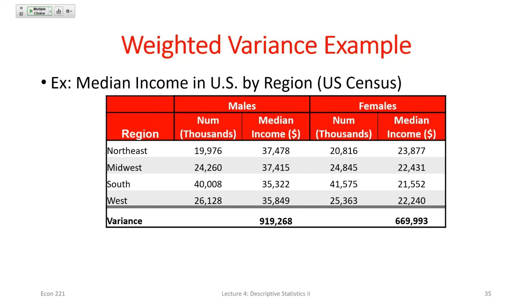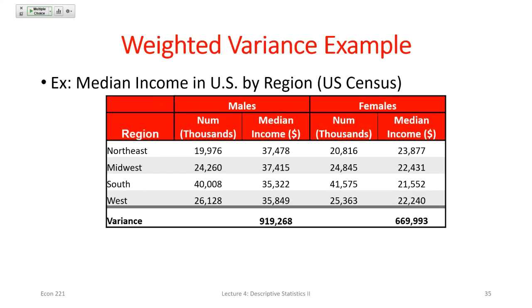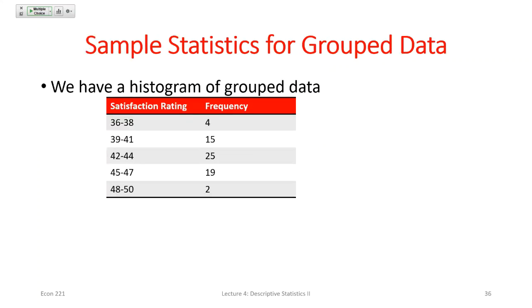So notice even when it comes to region, not just race, females have much less variation across region and race than males. But there's also much less variation across regions than there is across race, which kind of makes sense when you know anything about the social issues related to that. So just a couple different examples of the same thing.